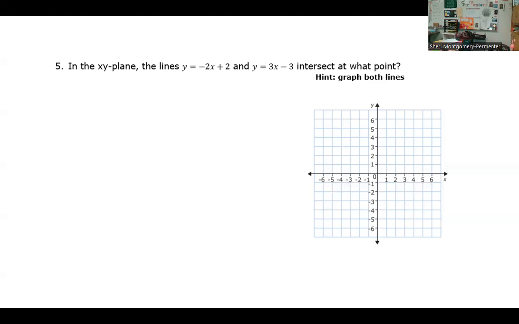So you're going to have answer choices. And to pick the right answer choice, I encourage you to graph the lines. The first line says y equals -2x plus 2. So I'm going to put a point at +2. And then my slope is down 2 because it's -2, and then over 1. I'm going to do that a couple of times. I'm also going to go the other direction, and then I will connect the dots.